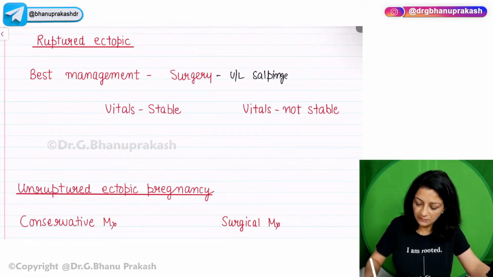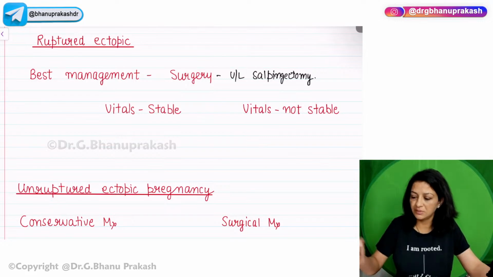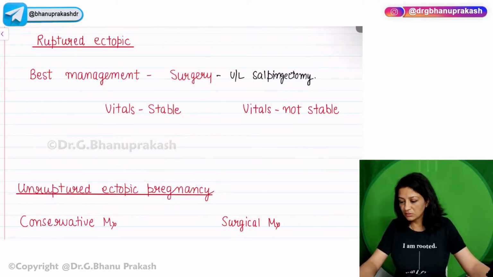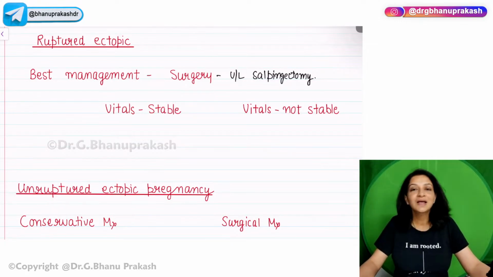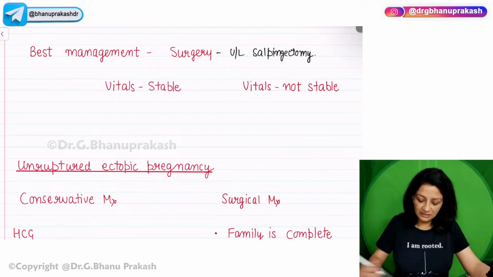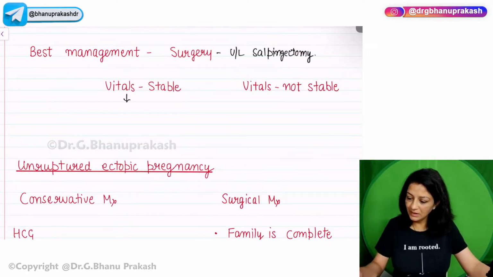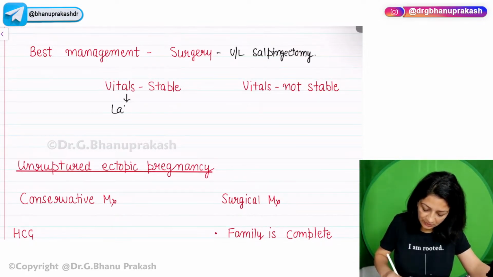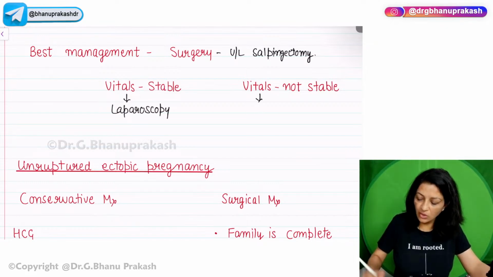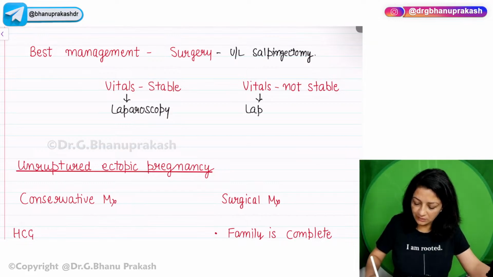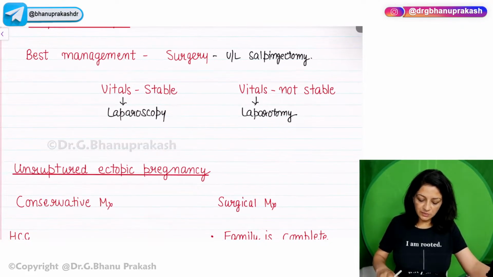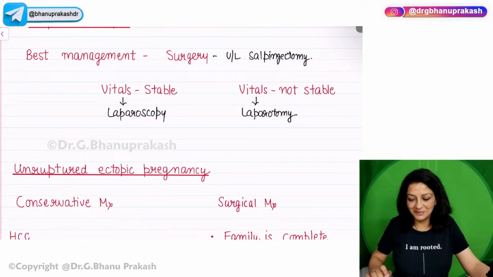Unilateral salpingectomy. If the vitals are stable, then go for laparoscopy. If the vitals are not stable, then laparotomy. So this is the management of ruptured ectopic pregnancy.